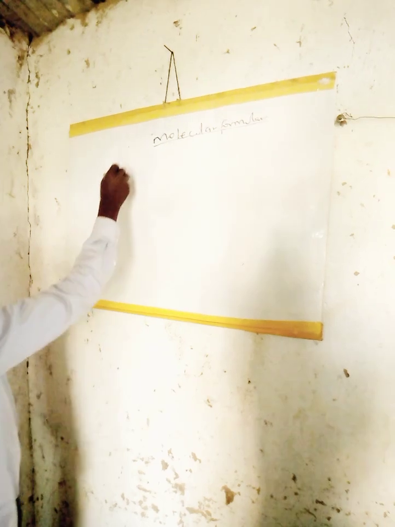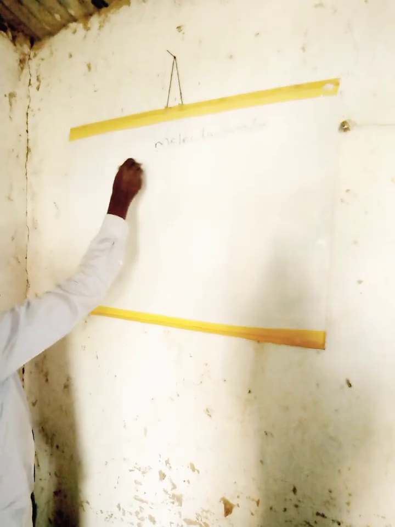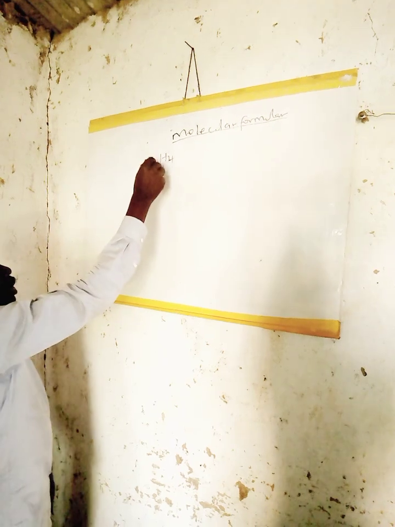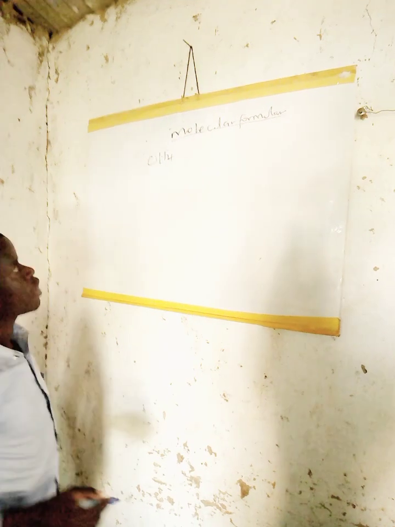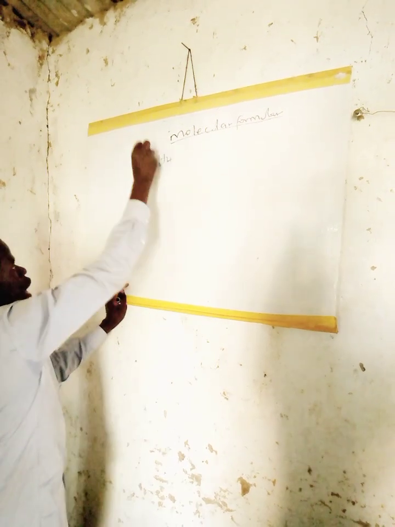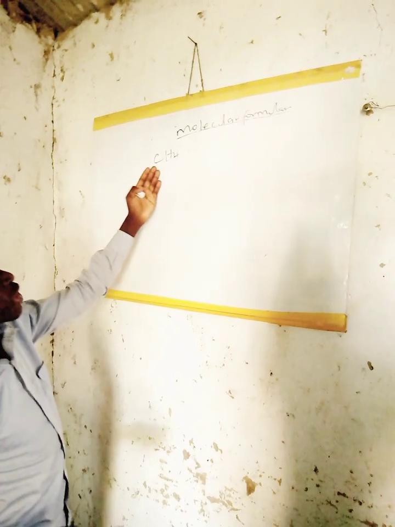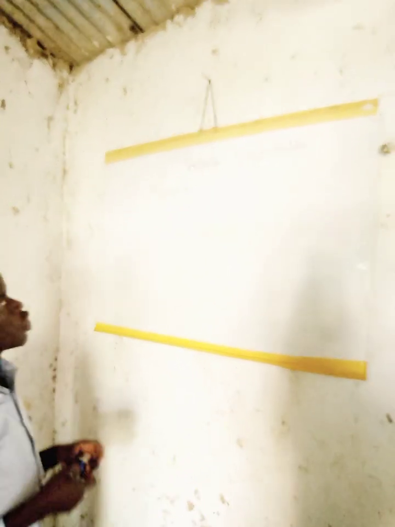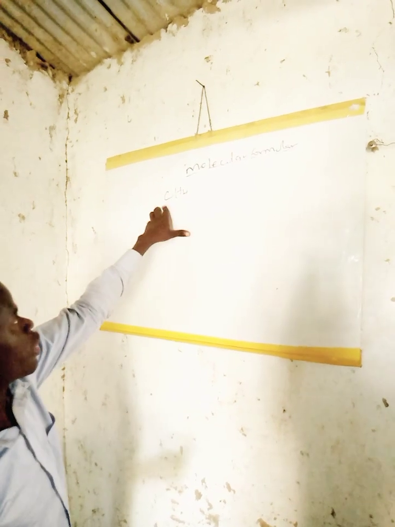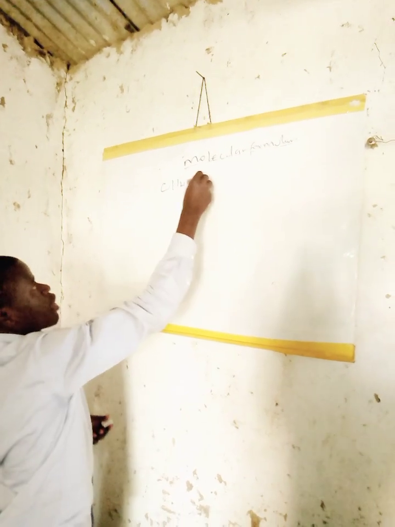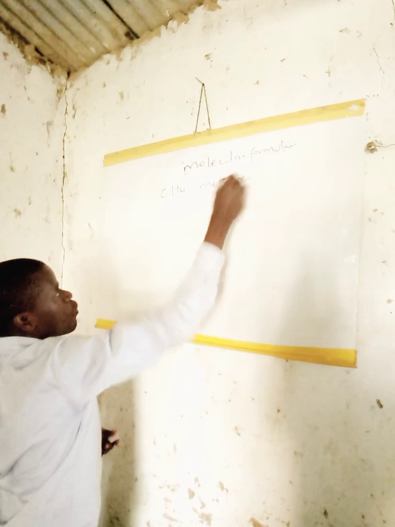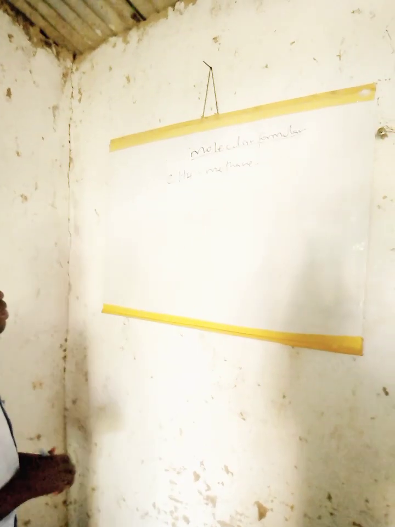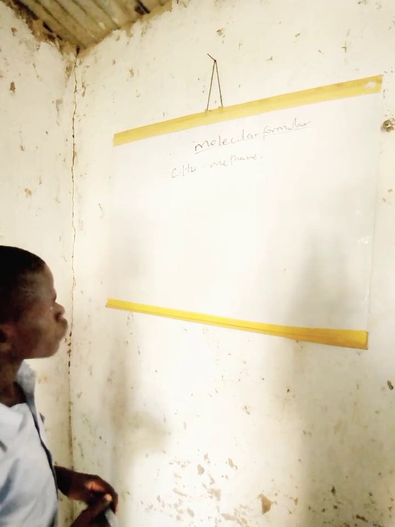For example, when you write the formula of methane, carbon is an atom, hydrogen is an atom, and this one we call a molecule. So how many carbons are here? It is 1. How many hydrogens are here? It is 4. So the actual number, this is the molecular formula of methane. That is the actual number of atoms in various elements in a molecule.